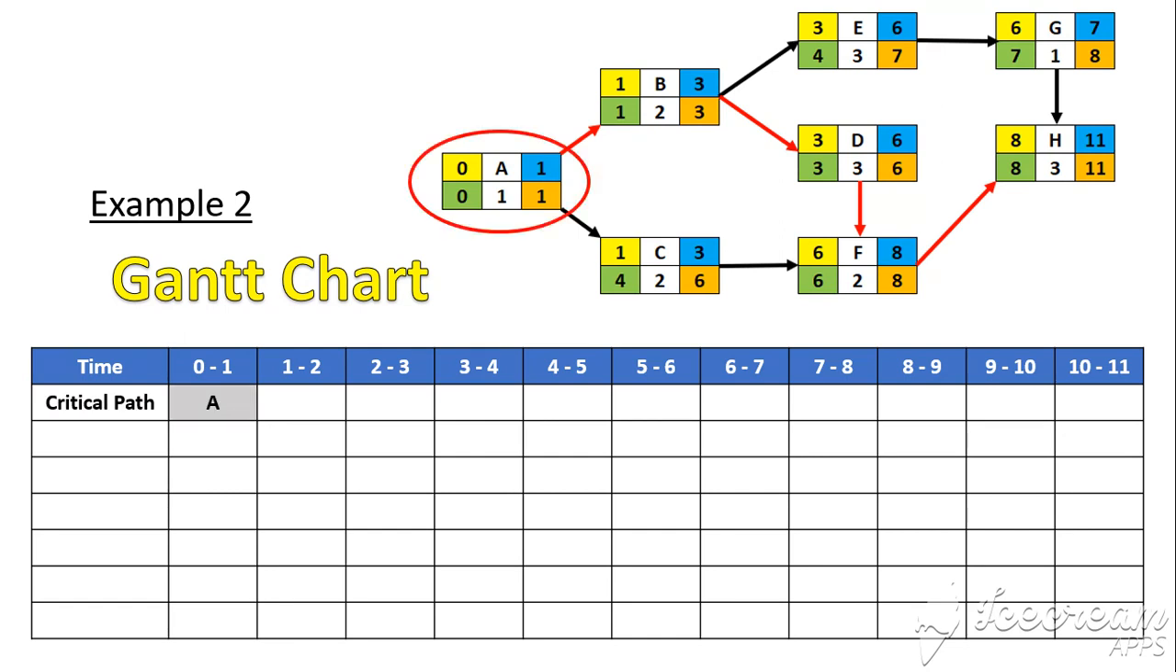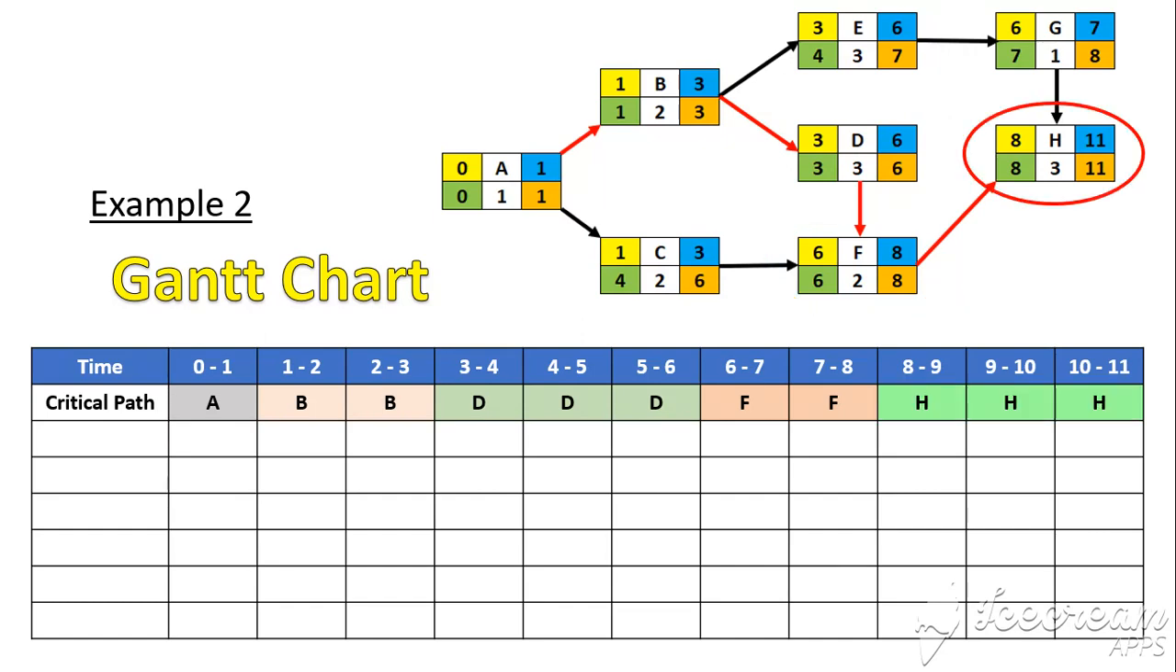So activity A must be between the 0 and 1st minute. Activity B is between the 1st and 3rd minute. Activity D is between the 3rd and the 6th minute. Activity F is between the 6th up to 8 minutes. And activity H starts at 8 minutes and finishes at 11 minutes. So that's the critical path.